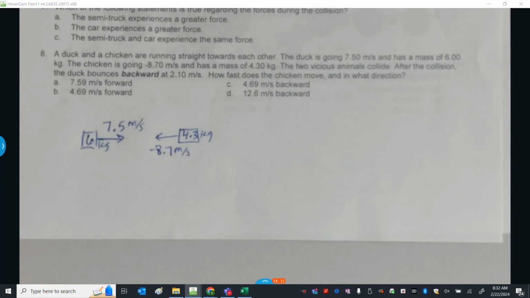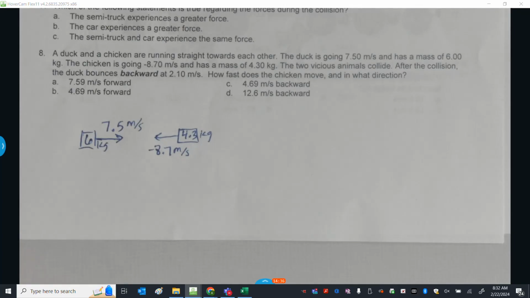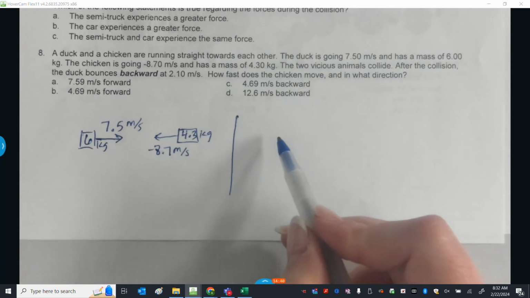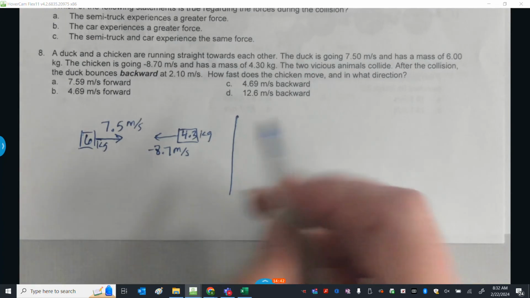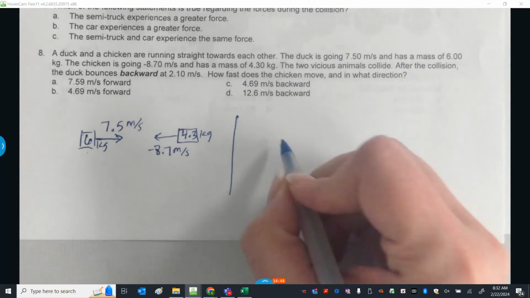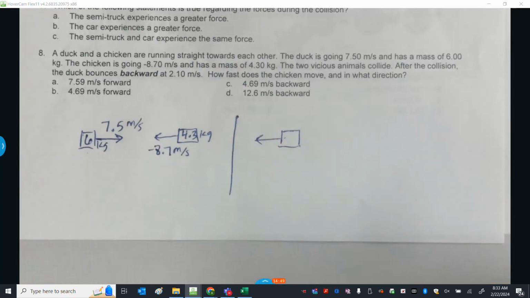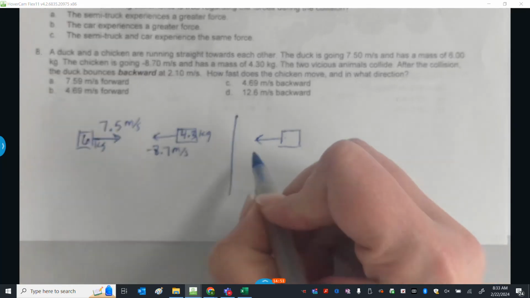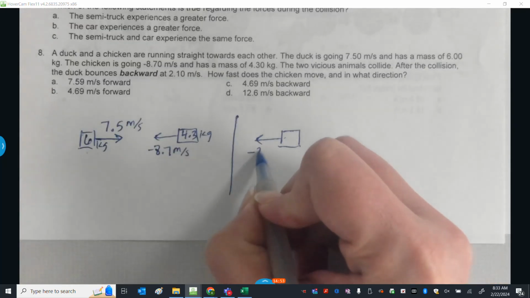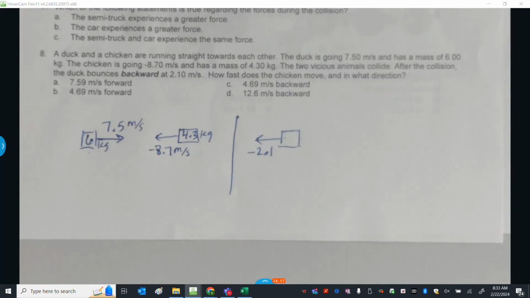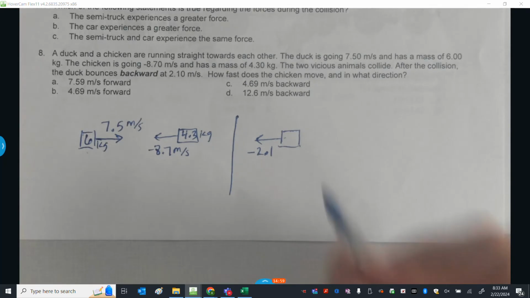Okay, so that's the information that I have for before the collision. Again, when we draw these pictures, we really want a before and after. So that's before. Let's look at after. It says, afterward, the duck bounces backward. This was my duck. If he bounces backward, that means he's now going this way. At 2.10, I'm going to call that negative 2.1. It's backwards. It's the opposite direction. It needs to have the opposite sign. So that's his, and he still has the same mass.